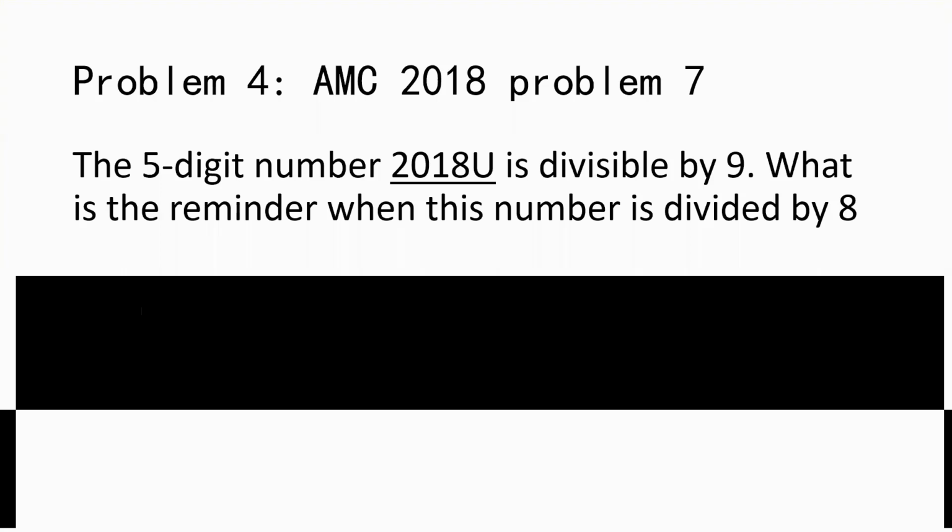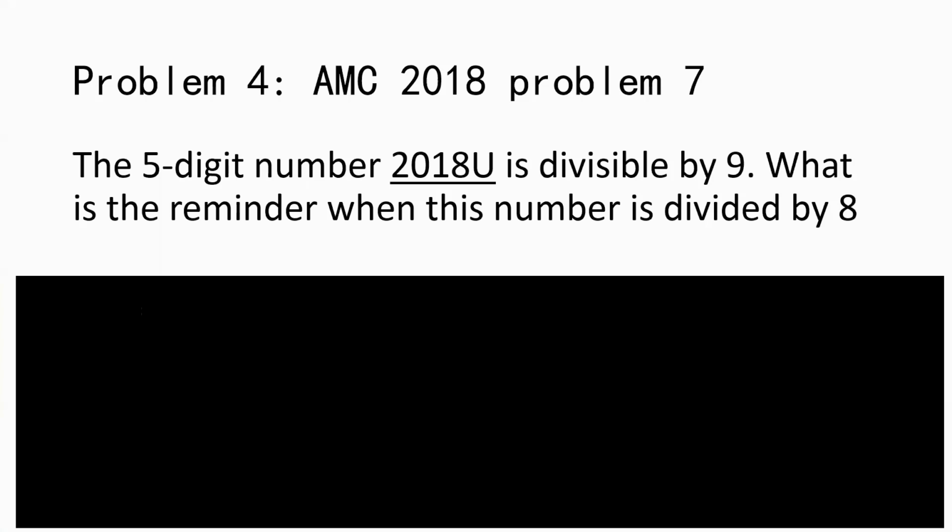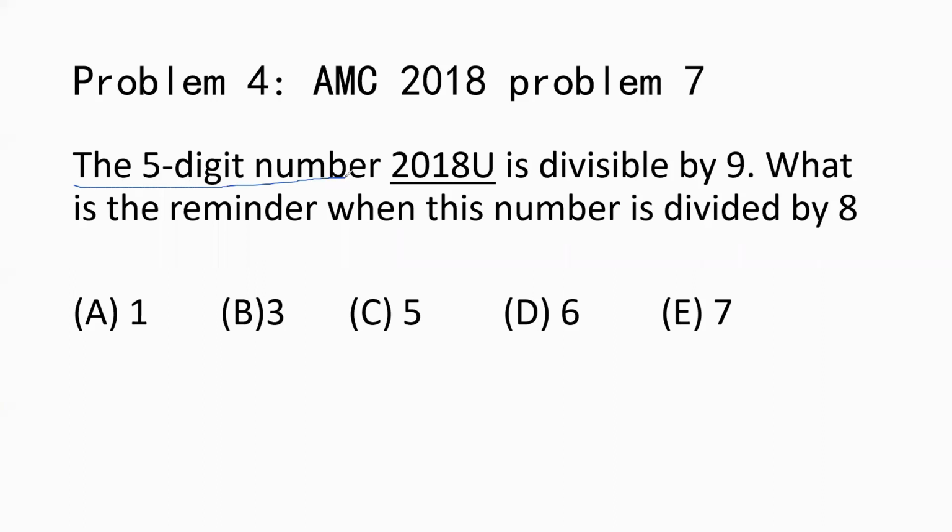Last question. Problem 4, that's the AMC 8 2018, problem number 7. The 5-digit number 2018U is divisible by 9. What is the remainder when this number is divided by 8? So there is a 5-digit number. We play with 2018 in front, but there's one more digit following it. The unit digit is U, and this number is divisible by 9. So he's asking, what's the remainder if the whole 5-digit number is divided by 8?